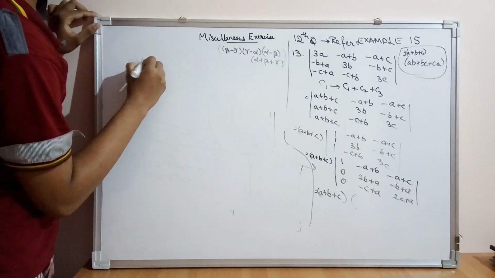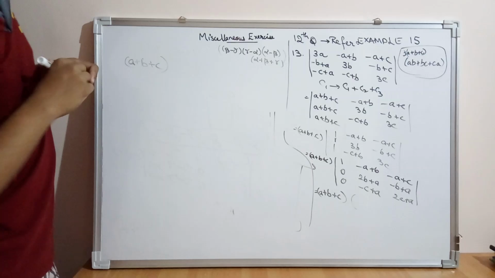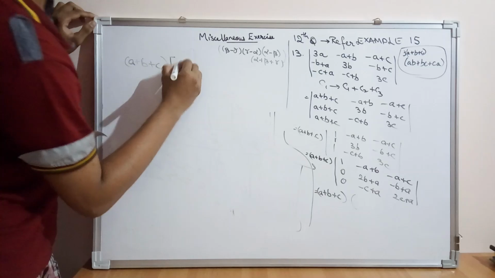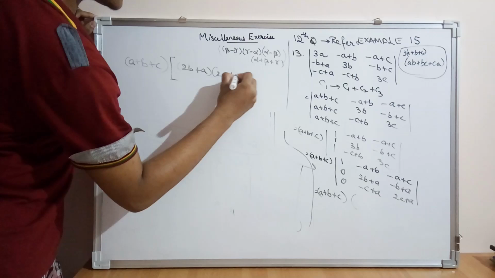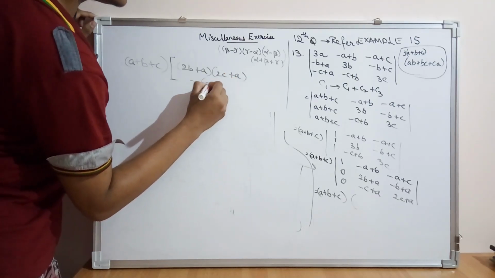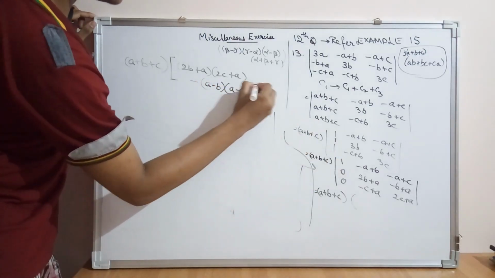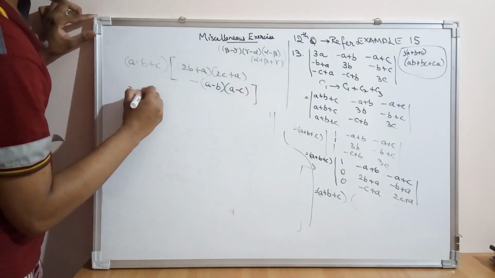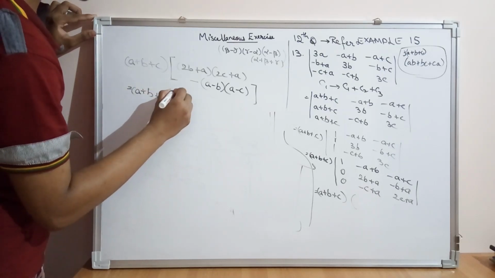We got a plus b plus c already. So the remaining thing is (2b plus a)(2c plus a) minus (a minus b)(a minus c). I'll just rearrange and put that a minus b into a minus c. So we'll see what it is going to be. A plus b plus c is as it is. Then we'll just expand this.